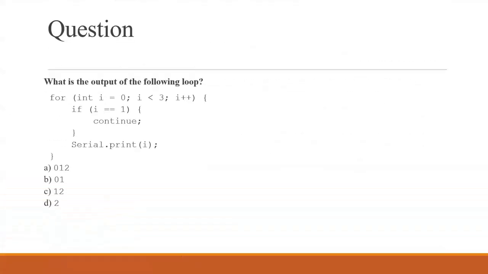So what is the output of the following loop? This is a program for serial print. Okay. So what is going to be the output? Is it 0, 1, 2? Is it 0, 1? Is it 1, 2? Is it 2? Let's see.